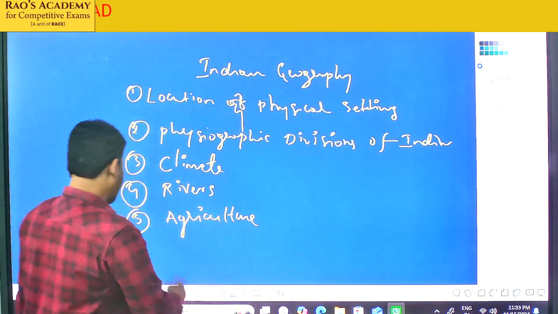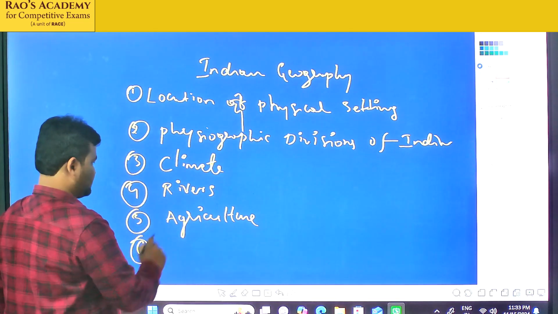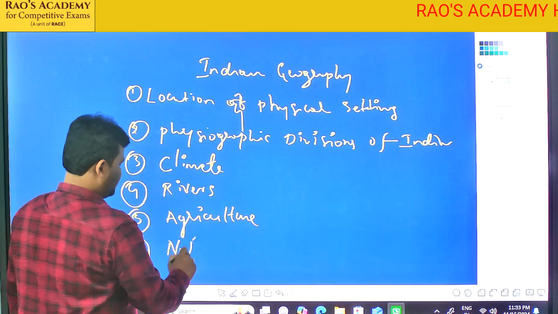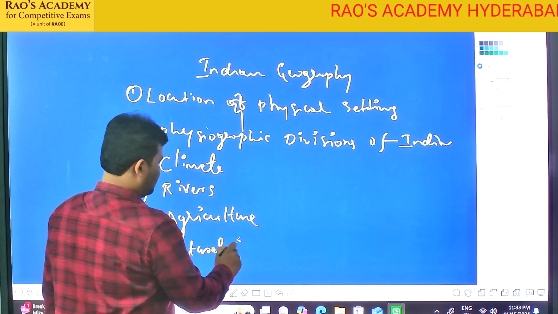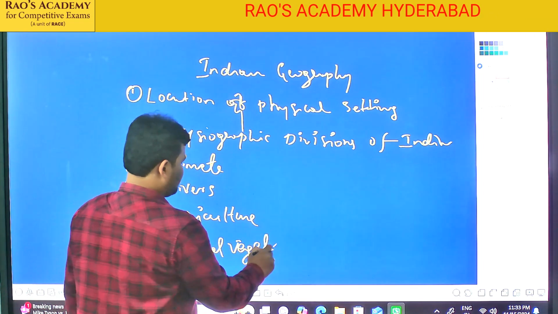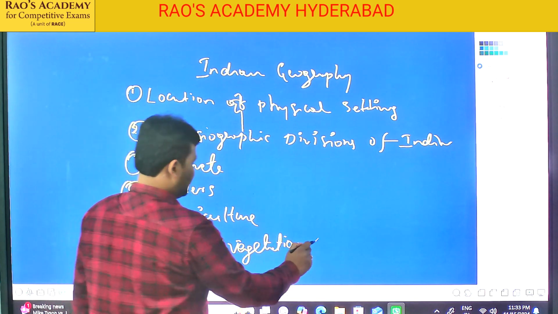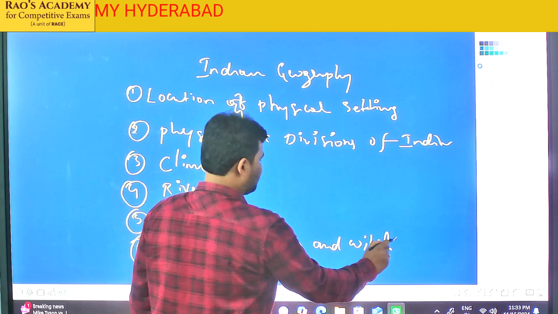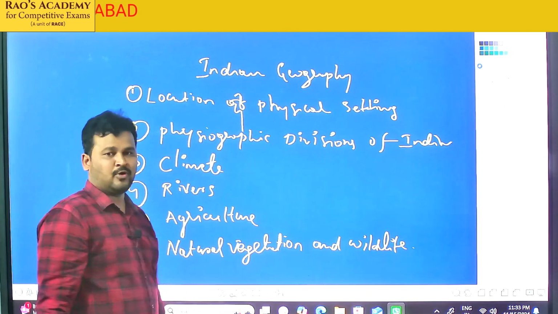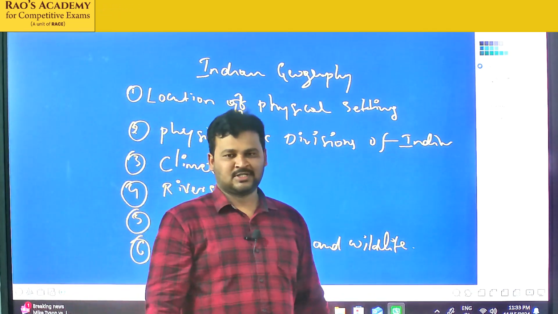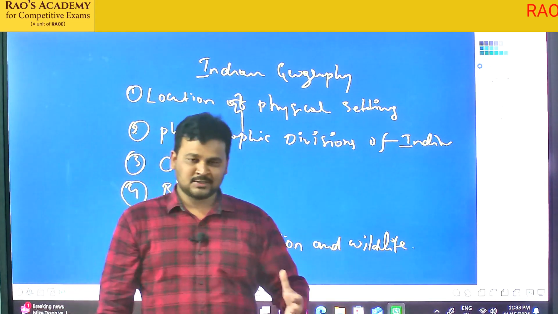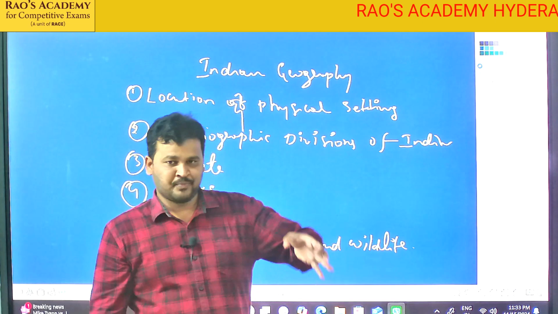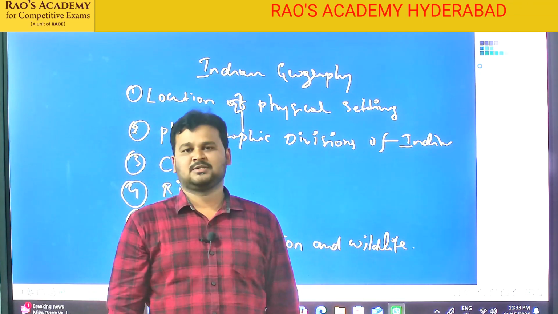That's the thing. And one more chapter that we need to cover here, after the rivers, is natural vegetation and wildlife. Under this natural vegetation and wildlife, what do we need to discuss? We need to discuss what forests are present in India and where they are located in India, and what types of vegetation developed in these forests.